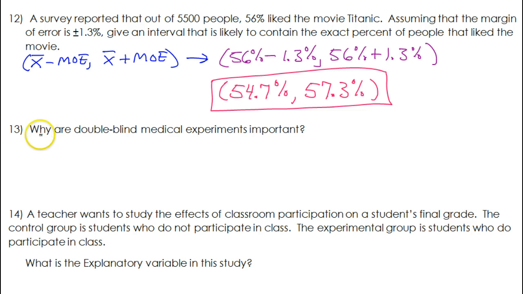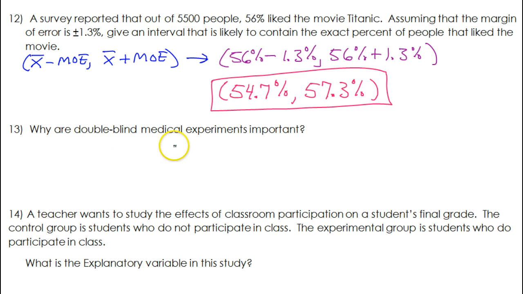Okay, number 13. Why are double-blind medical experiments important? Well, when we talk about double-blind experiments, we're talking about experiments where the researcher that's conducting the experiment doesn't know which subjects are getting the treatment and which subjects are getting the placebo or whatever. The researcher doesn't know who's getting what treatment. That's one of the blinds in double blind.